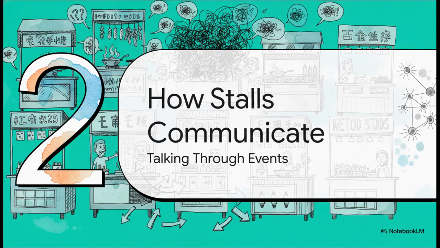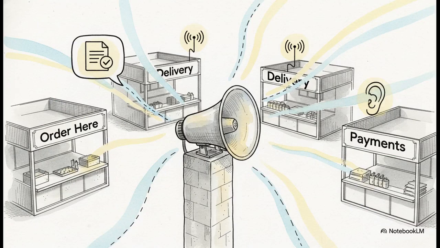Okay, so if all these stalls are independent, how in the world do they coordinate to get an order out the door? They can't just be shouting at each other across the food court. That would be total chaos. No, they use something way more elegant. It's called an event-driven model. And you can just think of it like a public address system for the whole food court. When something important happens, an announcement is made. The ordering stall doesn't boss the payment stall around. It just gets on the PA and says, "Hey everyone, a new order has just been placed."